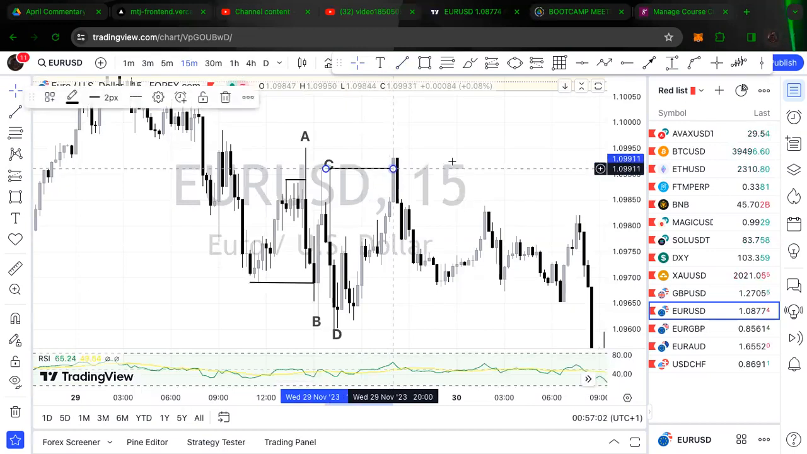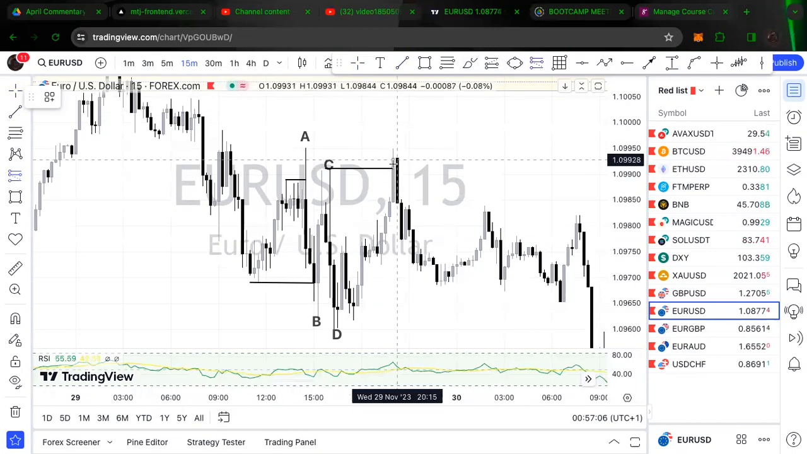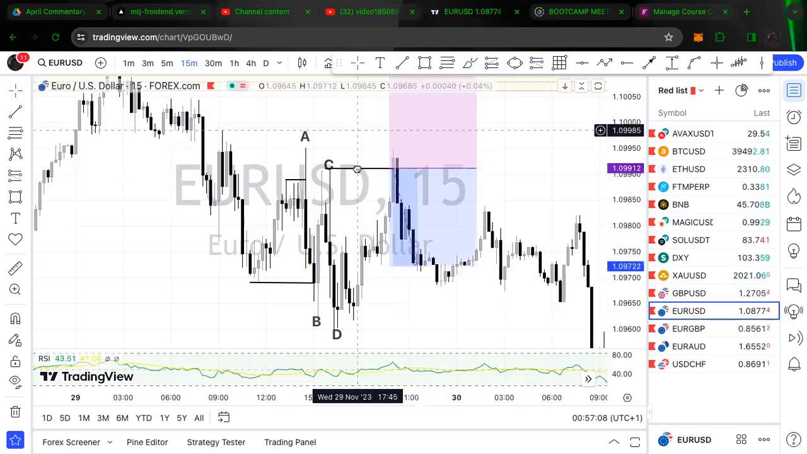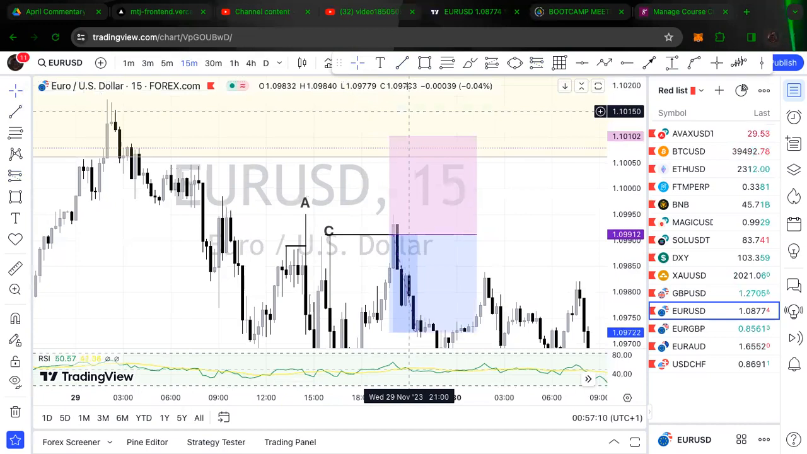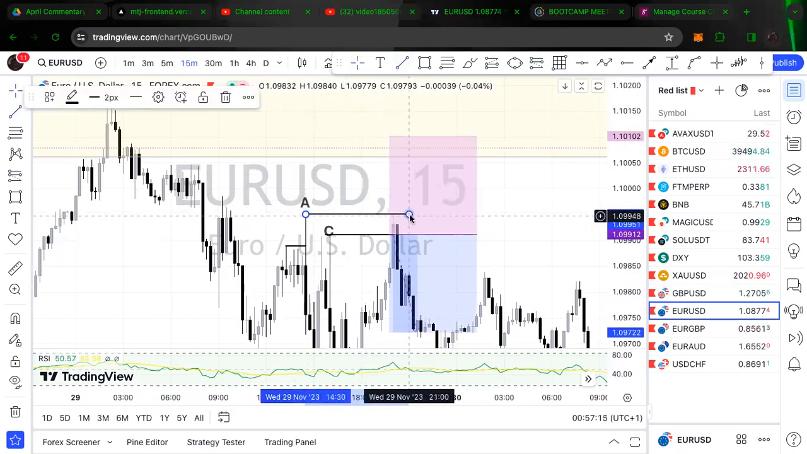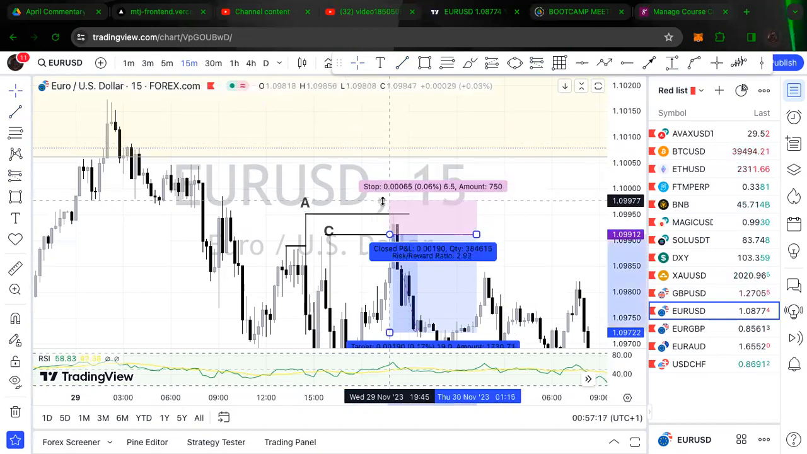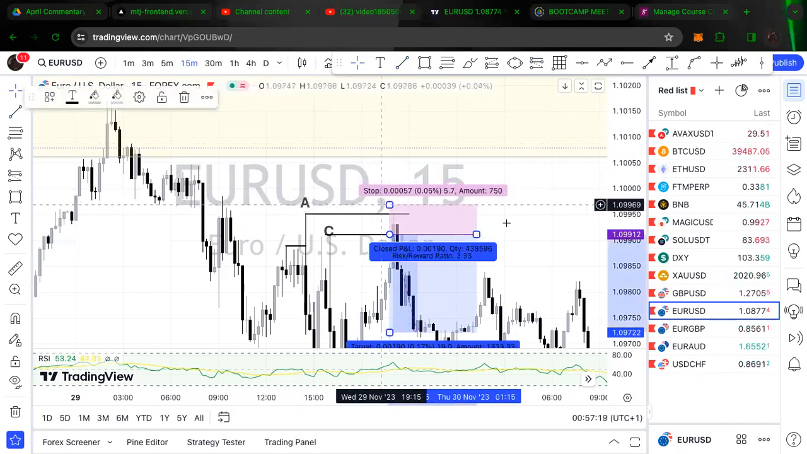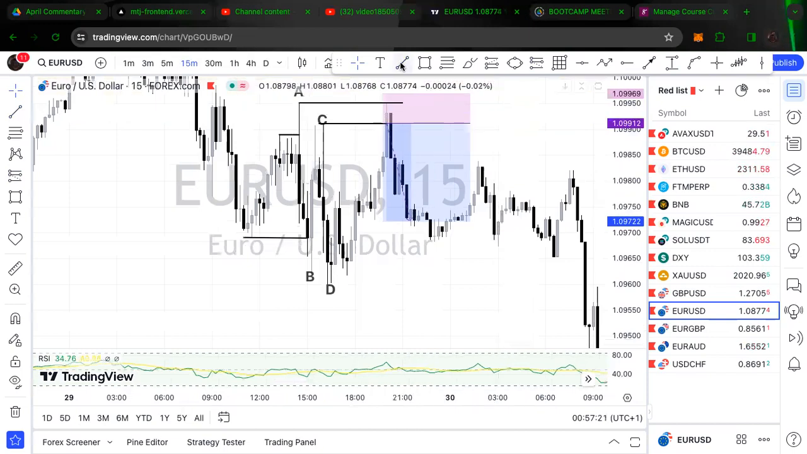Above or below your A. So I put my entry on C, put my stop loss above A. Here's my A. Put my stop loss above A right there. So I put my stop loss just right above A, right? And where will my TP be? At D.